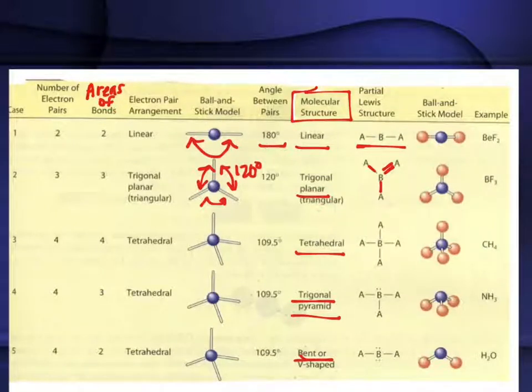Let's stick another atom on there. Now we have 4. Here we use Greek prefixes. So the Greek prefix is tetra for 4, tetrahedral. The bond angle between any of these bonds is 109.5. No matter which way you look at it, it's 109.5. And 4 areas of bonds.